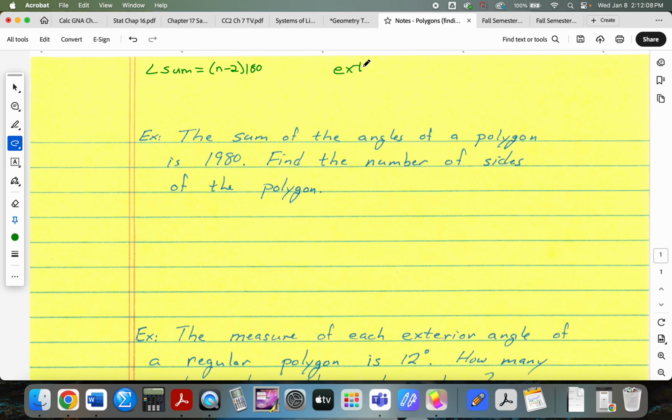What is the exterior angle sum? What do the exterior angles always add up to? It's always 360. And actually, I'm going to do this as just 3 formulas. Then if they ask you about each angle, that's going to be the sum divided by n.